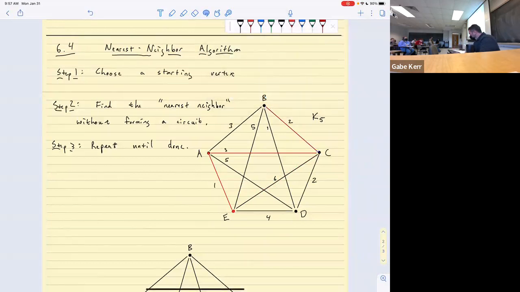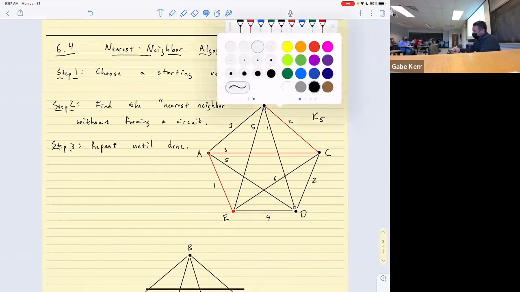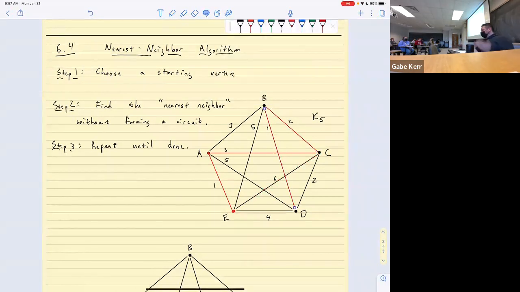And now I've got only one choice. And what is that? Where do I go now? B to D. So now I've got my path. So this algorithm does deliver us a Hamilton path for a complete graph.